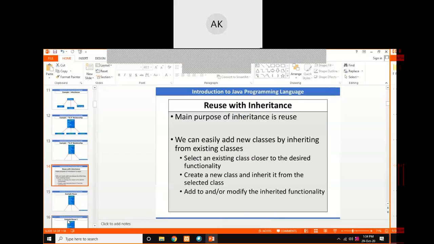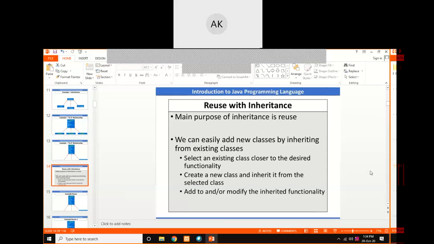Then when we talk about inheritance, we have said that the importance of inheritance is reusability. That is the main purpose of inheritance. It means we have a parent class and a child class, and the child class is obviously going to have all the features of the parent class, and along with that the child class can add its own properties or new things. So we can easily add new classes by inheriting from existing classes. Select an existing class, clone the desired functionality, create the new class, inherit the properties of the base class, add and modify the inherited functionality.